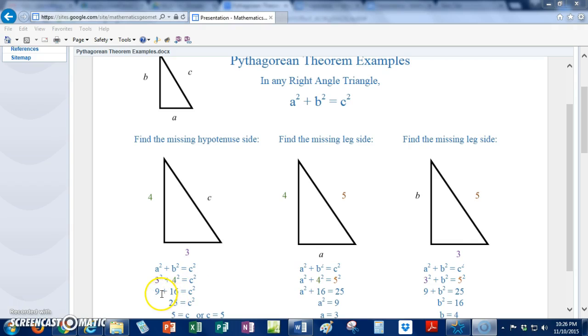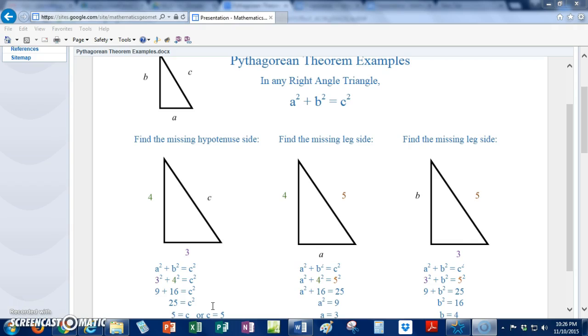Now 3 squared is 9, 4 squared is 16. We know this because 3 squared means 3 times 3, and 4 squared means 4 times 4. Now to solve this problem, we're going to have to add 16 plus 9. That gives us 25. So 25 equals c squared. To find c, we will have to take the square root of both sides. So we're going to take the square root of 25, which equals 5, and the square root of c squared, which equals c. This gives us c equals 5 in this first problem.